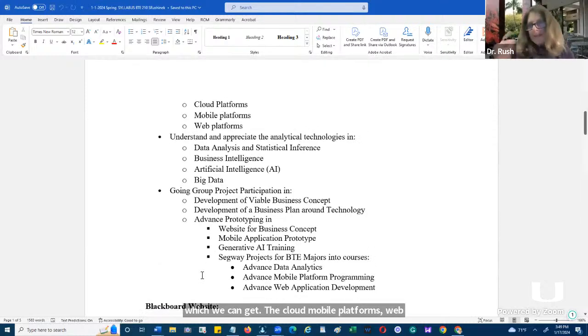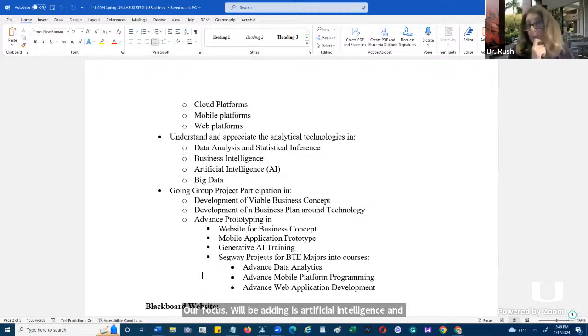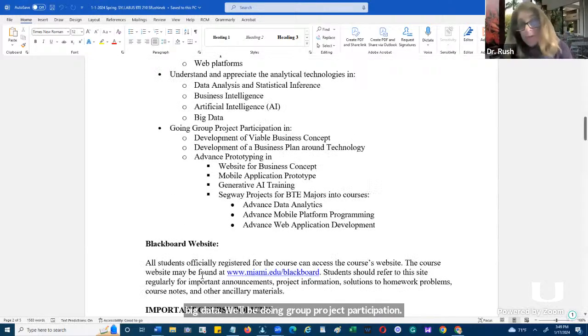Some of you are in data analytics. We'll be talking about data analytics, business intelligence. Our focus we'll be adding is artificial intelligence and big data. We'll be doing group project participation. We'll be doing generative AI training.